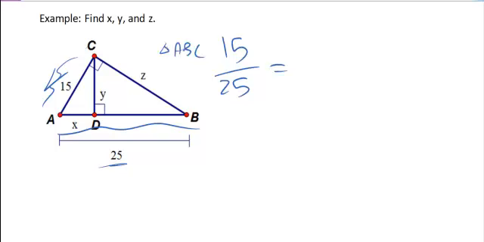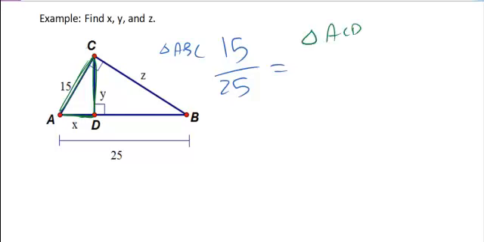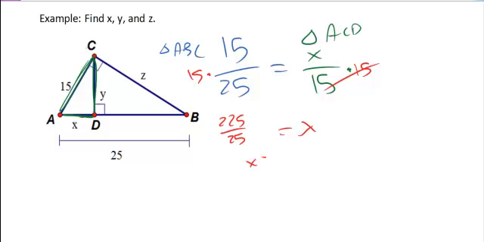This has to be equal to the short leg, which is what I have right here, compared to the hypotenuse of this small triangle ACD. So I'm looking at triangle ACD right here, and the short leg is my x that I'm looking for, and my hypotenuse is now 15. And so now I can solve this by multiplying by 15 on both sides, and x is equal to 15 times 15, which is 225, over 25, which gives me 9. Okay, so I know this is 9.